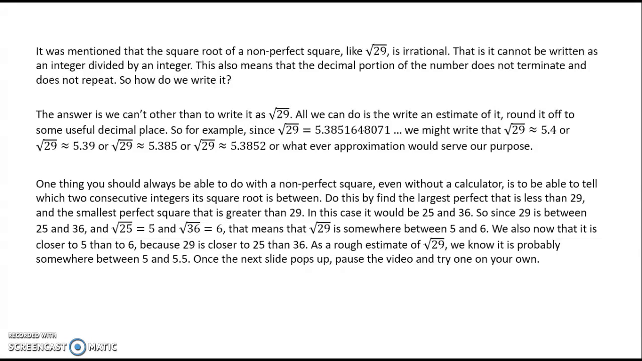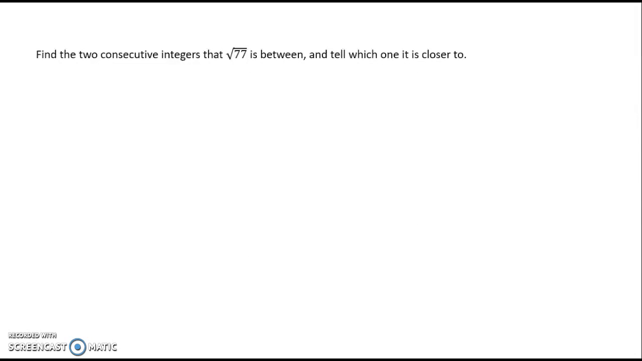We also know that it is closer to 5 than it is to 6, because 29 is closer to 25 than it is to 36. So as a rough estimate of the square root of 29, we know that it is probably somewhere between 5 and 5 5/10. On the next slide, pause the video and try one for your own. Find the two consecutive integers that the square root of 77 is between, and tell which one it is closer to. I'll give you just a minute to pause the video and to work on that.